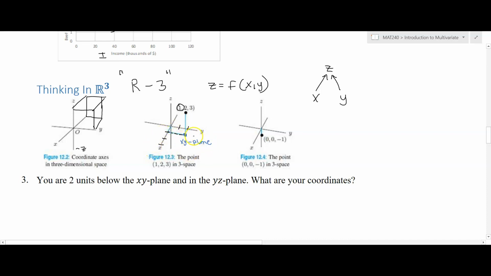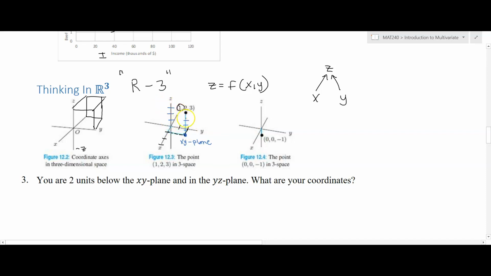We have the xy plane, then we have the yz plane, and then we have the xz plane as well, which is kind of this wall right here formed between the x and the z axes. And so then, of course, we're going to go up 3 units. So 1, 2, 3 means we go up 1, 2, 3 in this direction.